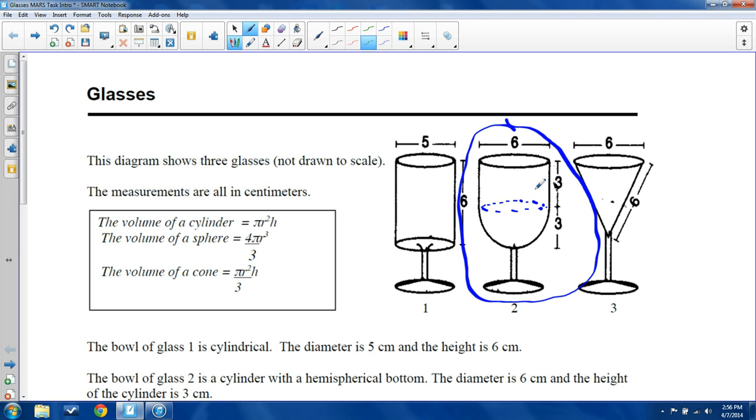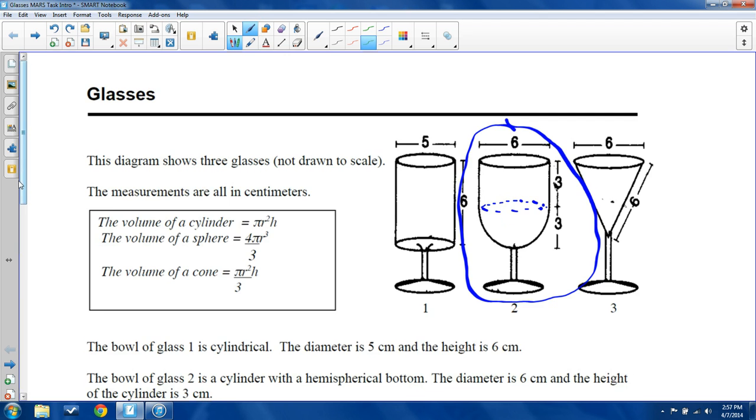If I'm going to pour in liquid that's equal to half the volume of this glass, will that be more than this line? Will it be higher than this line? And hopefully, you know your answer is yes. The reason is because the bottom portion has less volume than the top portion.